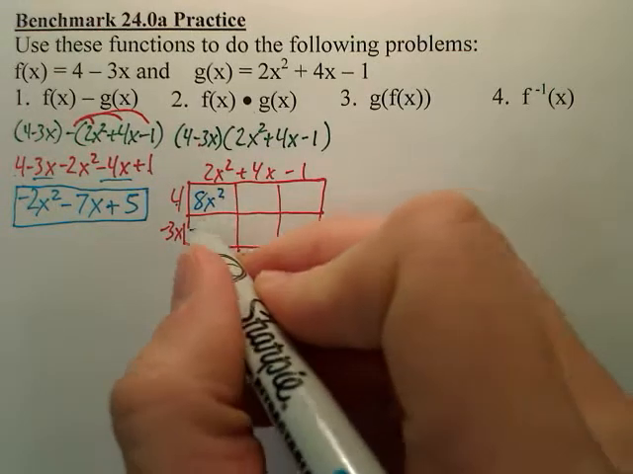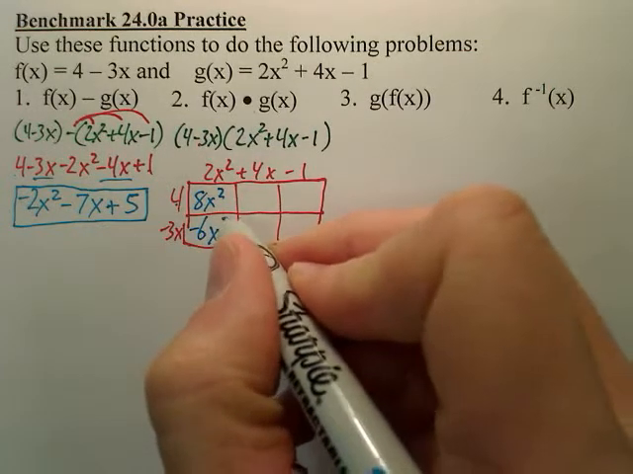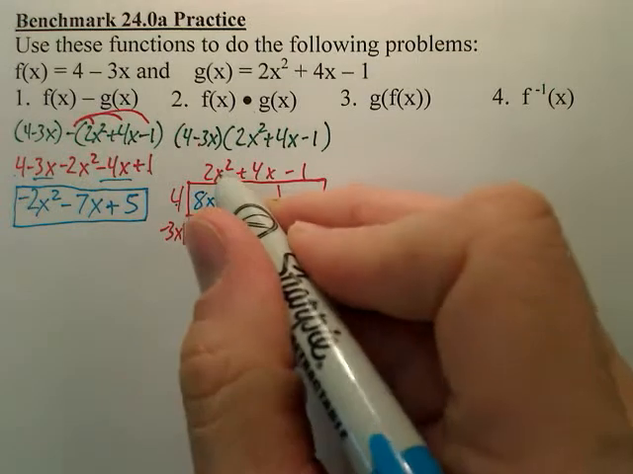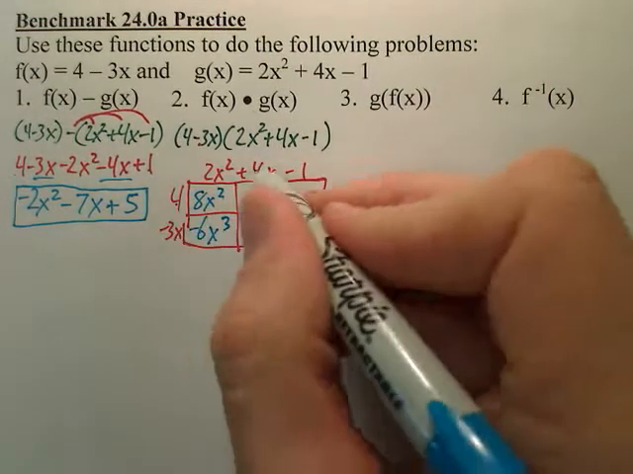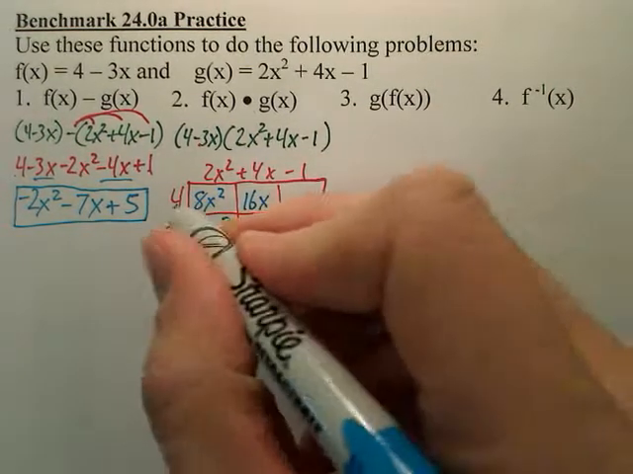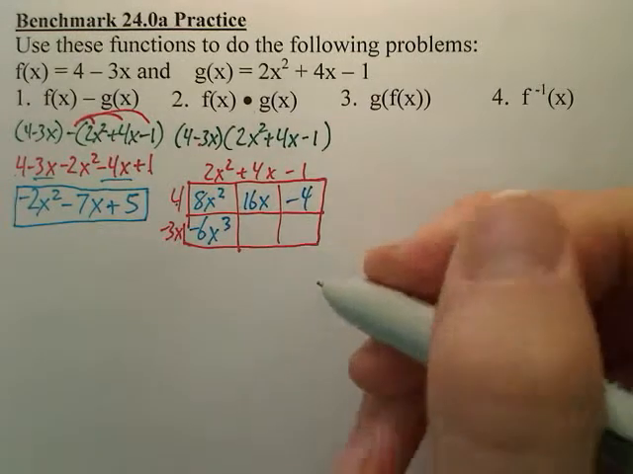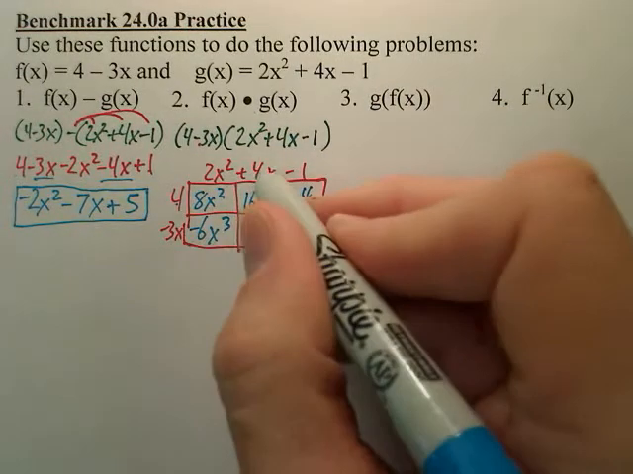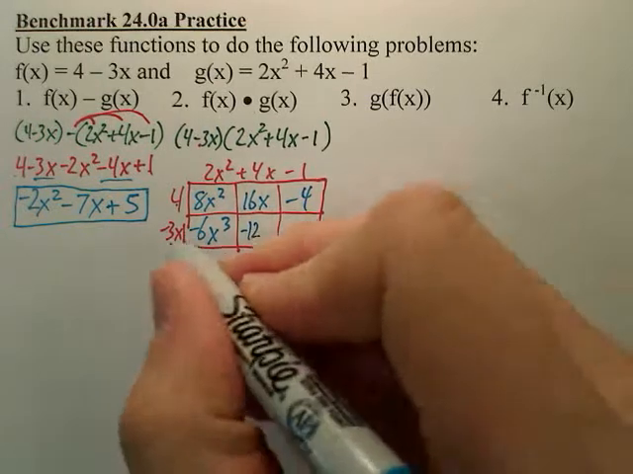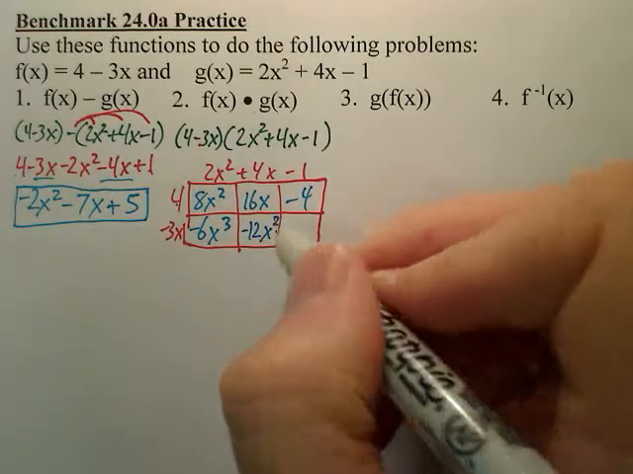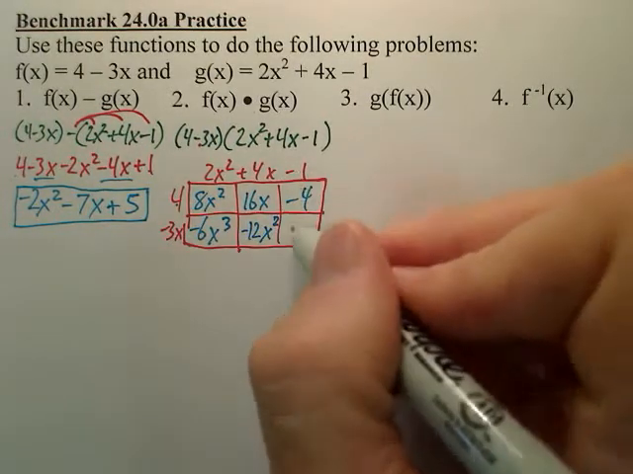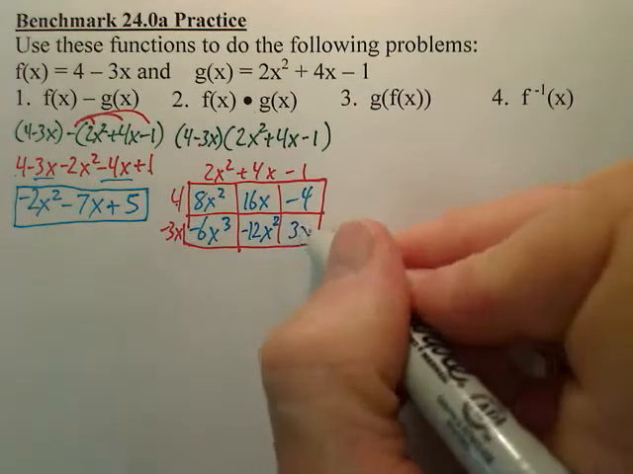Negative 3x times this is negative 6x to the third, because x times x squared is x to the third. 4 times 4 is 16, don't forget the x. 4 times negative 1 is negative 4. Negative 3 times 4 is negative 12, but x times x is x squared.